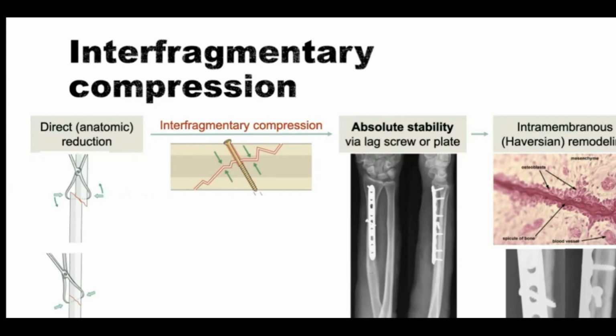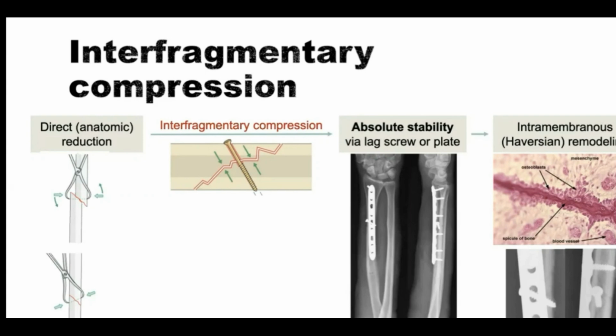So you can use a screw to give you interfragmentary compression, or you can use a plate to do something very similar. And this results in intramembranous ossification through these little Haversian canals. And here's our obligatory pathology slide. But I want you to look down at the x-ray on the bottom right-hand corner of the screen. So this is the post-op x-ray from this guy.